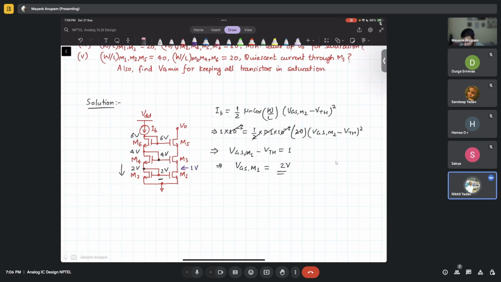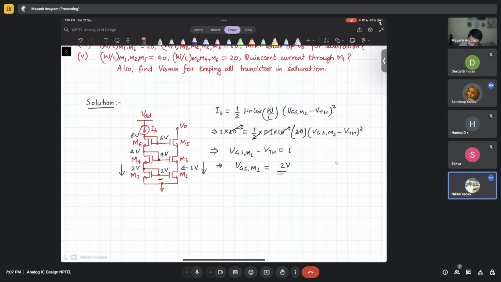Yes, like 2 minus 1. Okay. Now tell me what happened to the VGS at this point for M3. What has happened with the VGS of M3 in that case? It is increased, right? However, the current here is how much still? The current still is how much?